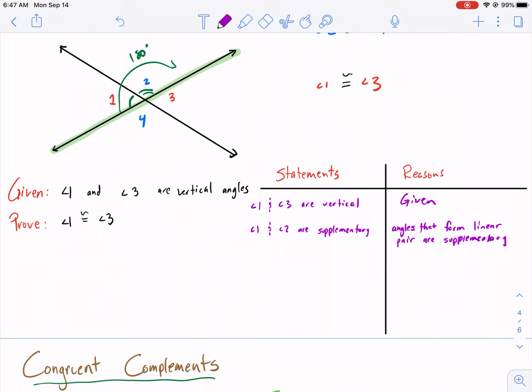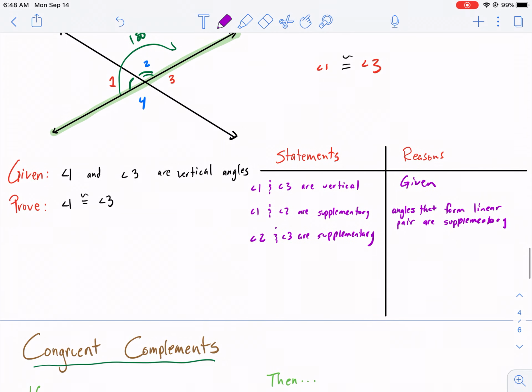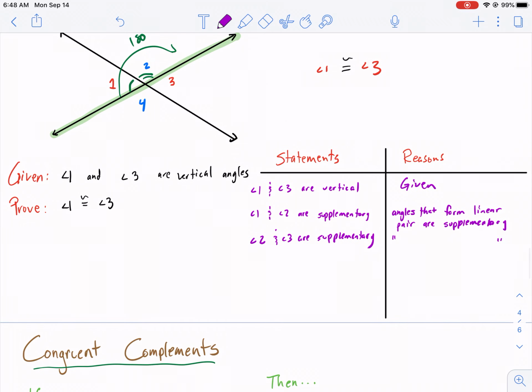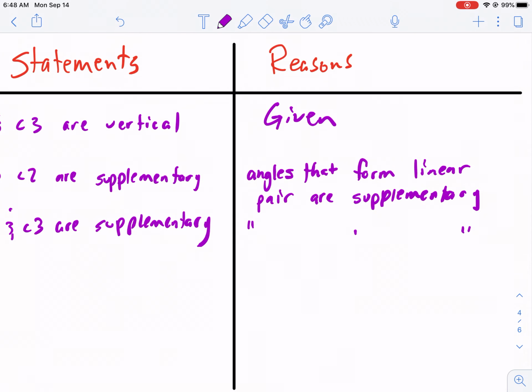Because of this, we can also say angle 2 and angle 3 are supplementary for the same reason. Notice how 2 and 3 are on their own separate line. Again, it's the same reason. So I'm going to do quotes like that so I don't have to write it all out again. It saves me space too, and you can do the same thing. Angles that form a linear pair are supplementary. I use quotes to indicate it's the same reason as above.